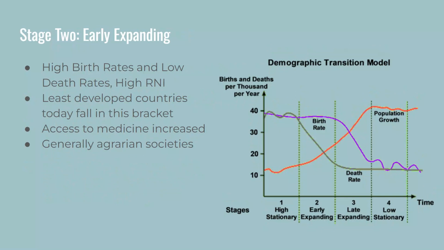Stage 2, early expanding. This is when high birth rates continue and low death rates start to become prevalent. This results in a high rate of natural increase. The least developed countries today fall into this bracket, and the reason the death rate decreases is because access to medicine increases, and even access to just simple things like hand washing increases. Generally, this is characteristic of agrarian societies today.